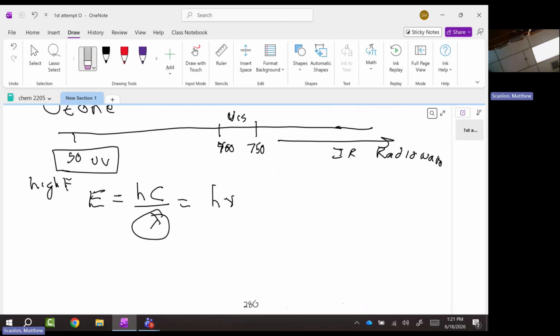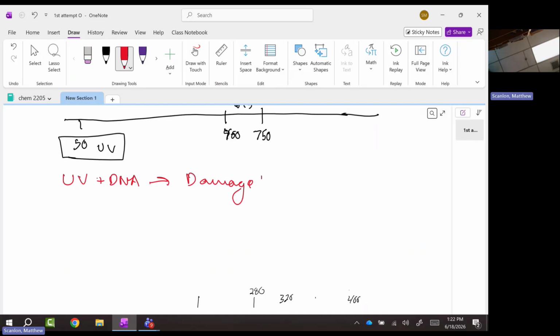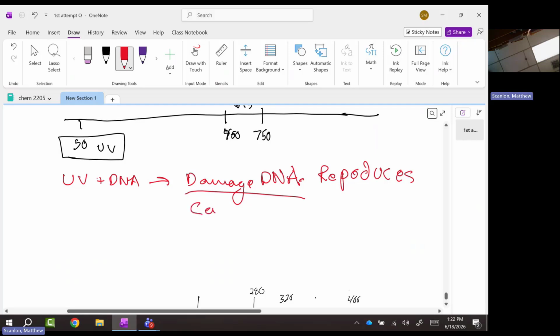Let me erase. So what happens is UV radiation interacts with DNA and we get damaged DNA. This happens to all life forms. And the damaged DNA reproduces, and so you get cancer and other ailments, cancer being the most common one. So we have to keep the UV radiation off our bodies. Otherwise, it damages the DNA in our skin and you get skin cancer out of it.